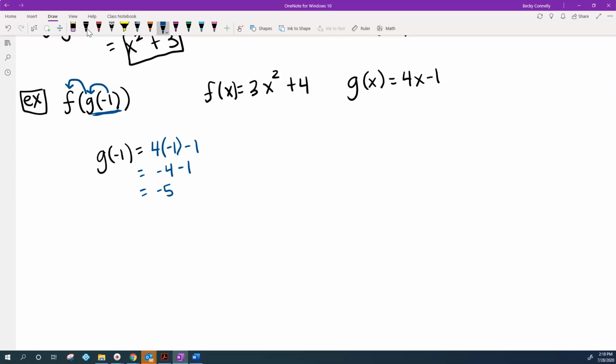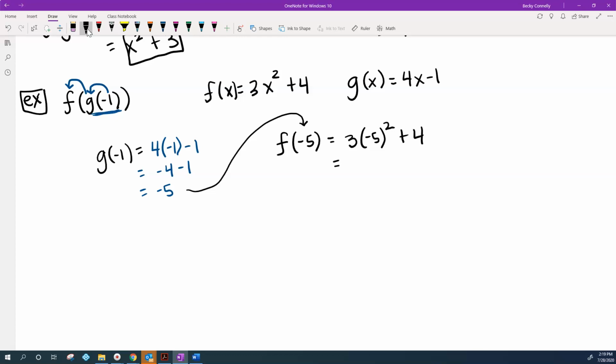And now I'm going to take that answer and put it into my f equation. So now I'm really trying to figure out what's f of -5. So take the answer that I get here, put it into the f equation. When I do that, I get 3 times -5 all squared plus 4.